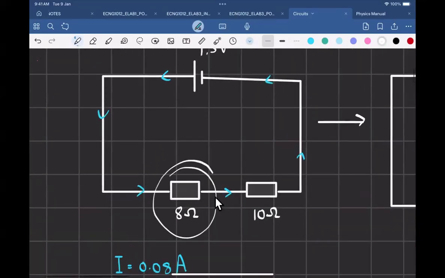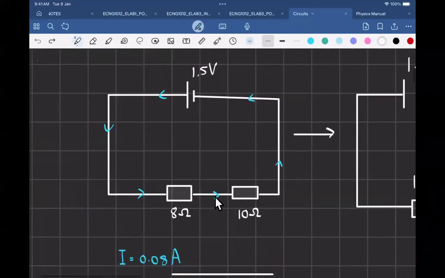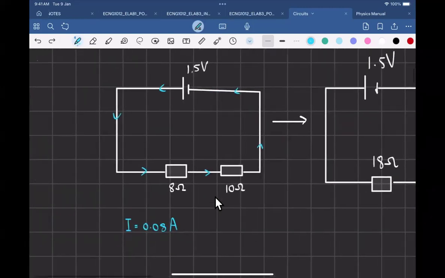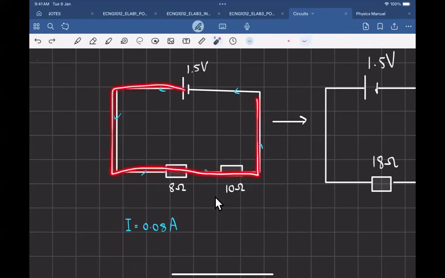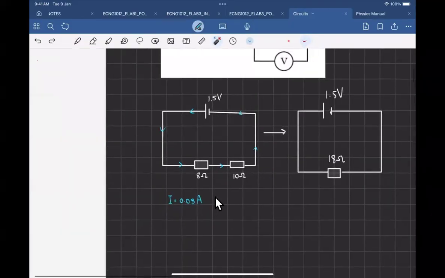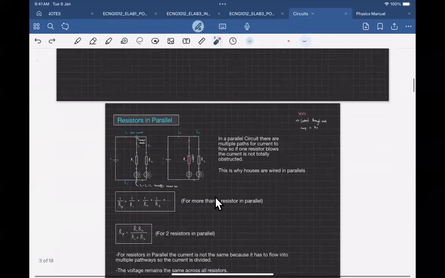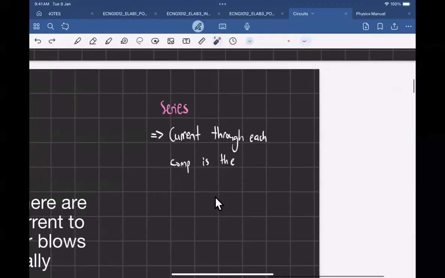What was the current passing through the 8 ohms? 1.5. No, 1.5 is the volts. Oh, no, 0.08. Right? And what was the current passing through the 10? 0.08. Right, so for a series circuit, the current only has one path to take. So that means the current through each component is the same. The current through each component is the same.